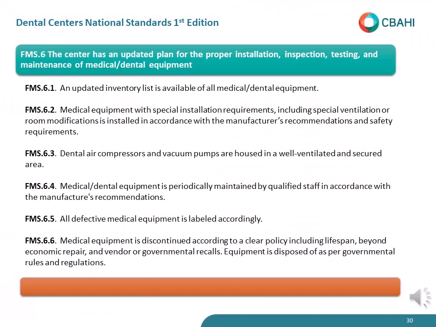FMS 6 reads, the center has an updated plan for the proper installation, inspection, testing, and maintenance of medical and dental equipment. So FMS 6 is about medical equipment and bioengineering, and it has 6 substandards. 6.1 says an updated inventory list is available of all medical and dental equipment. So basically, you need to have full control of all your medical and dental equipment. Anything that comes in has to be recorded and added to your inventory. Anything that leaves the center also needs to be marked as removed from the center.